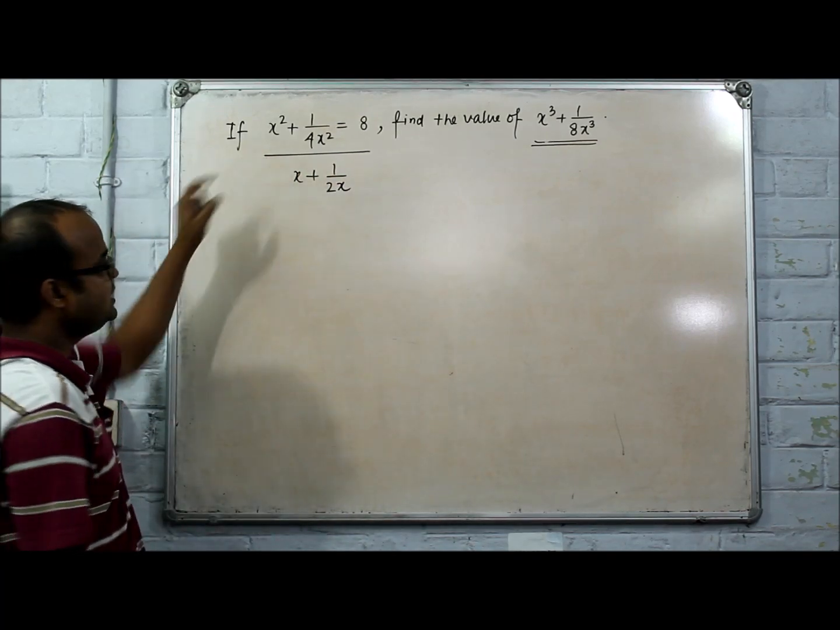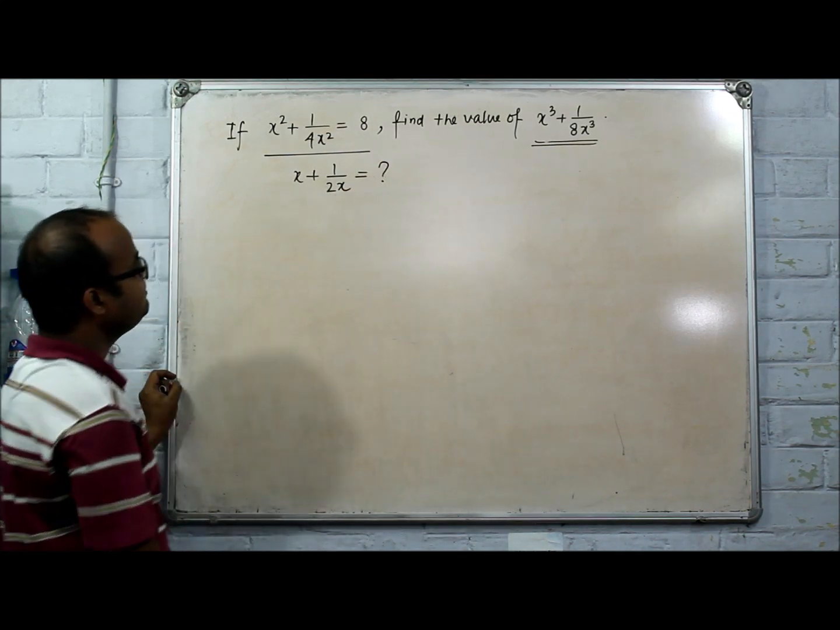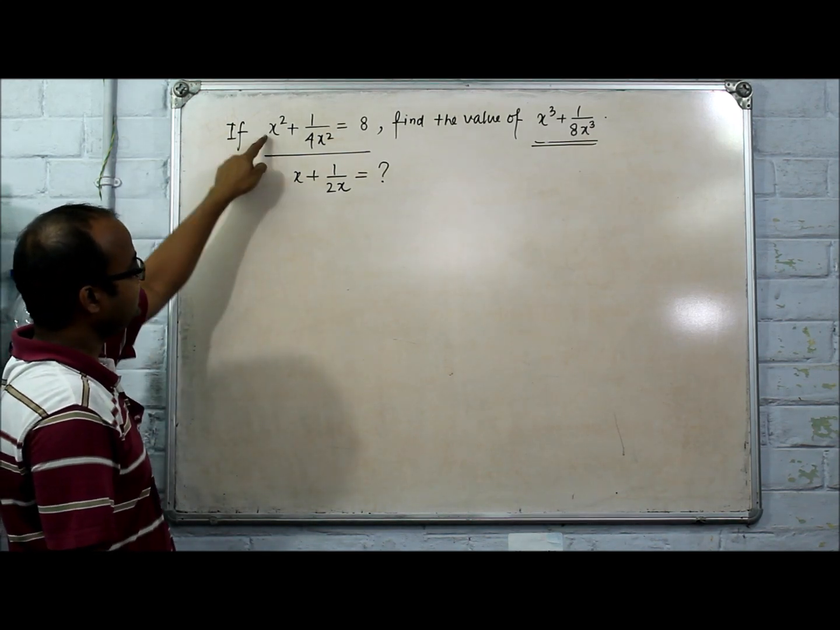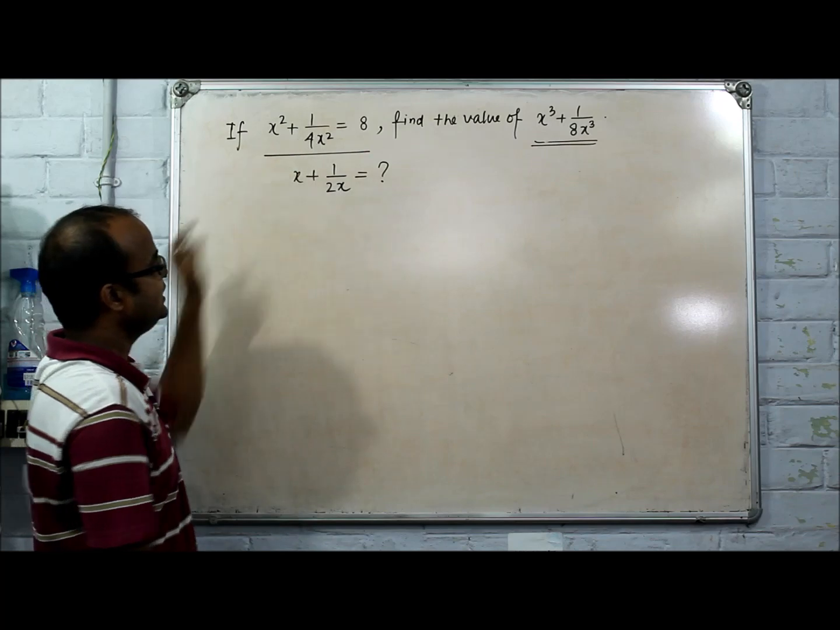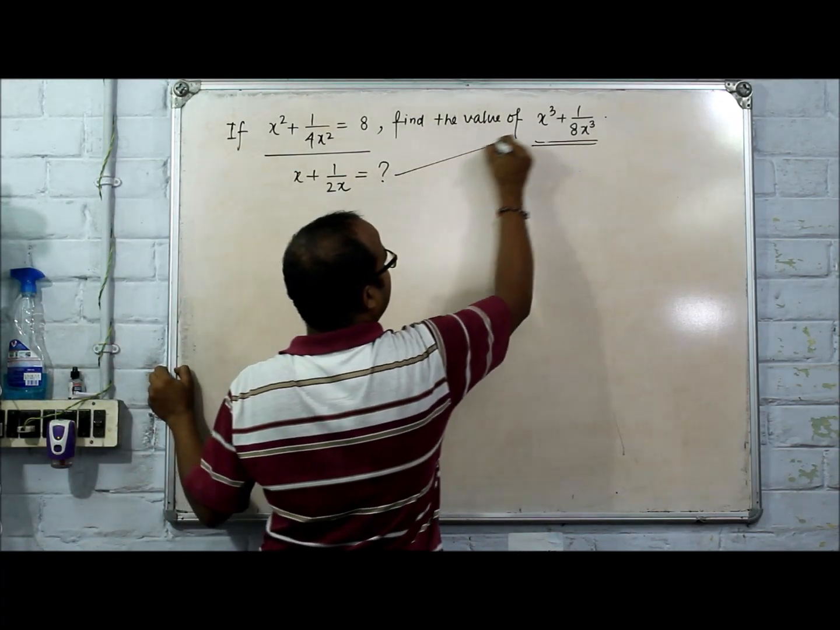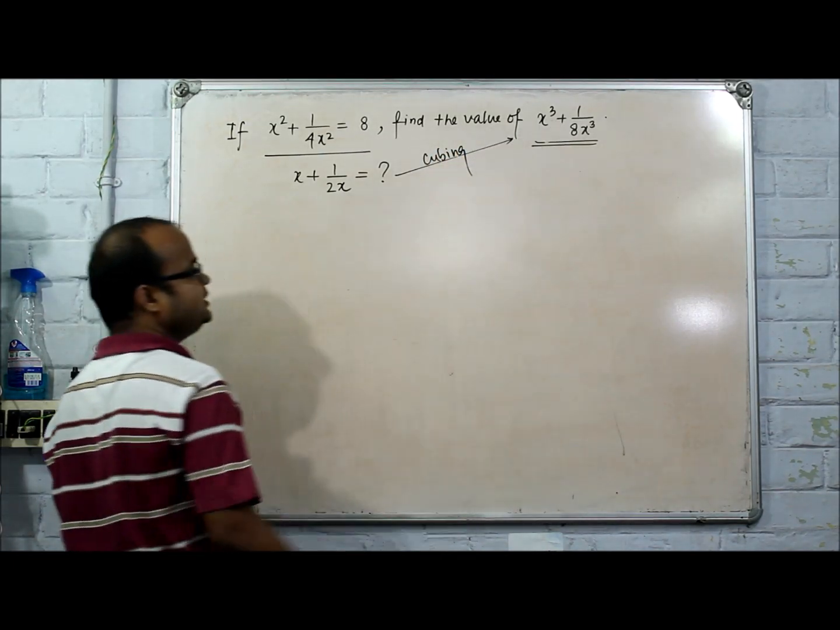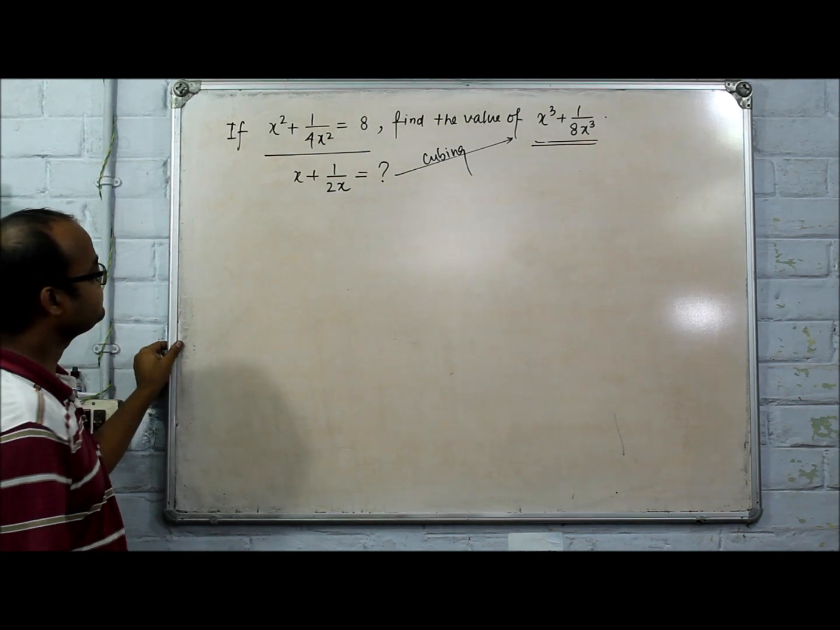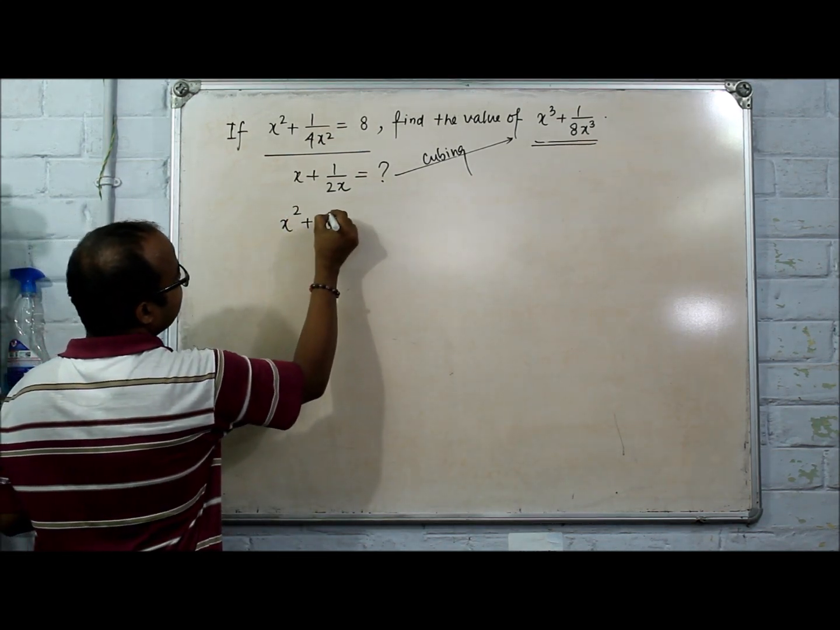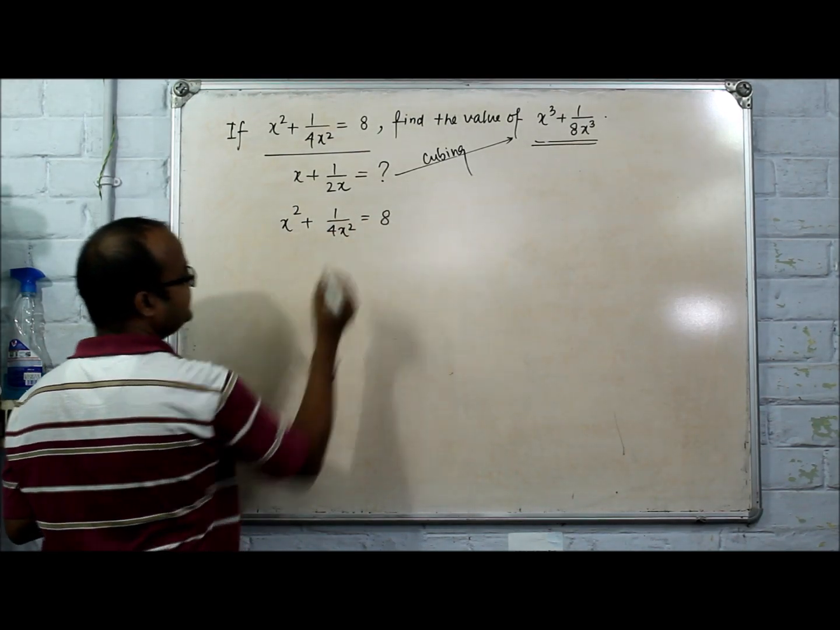First, using this, find out the value of x plus 1 by 2x, because square of x is x square, square of 2x is 4x square. And once you get x plus 1 by 2x, then apply cubing both sides. Then you will get x cube plus 1 by 8x cube. Now, how am I going to solve this? x square plus 1 by 4x square is equal to 8, given.